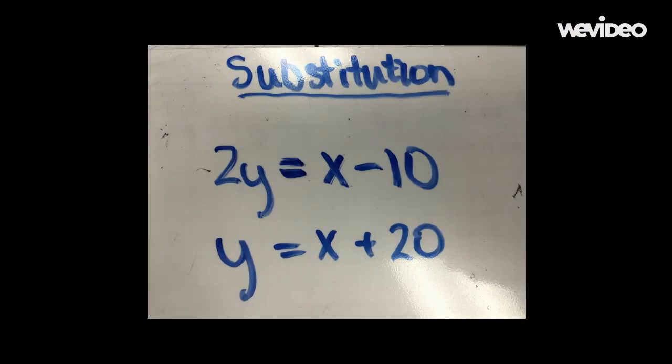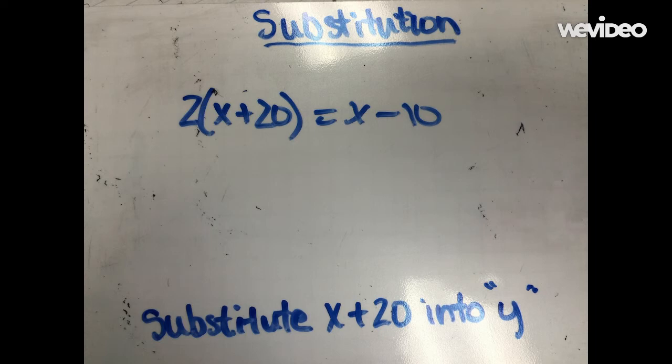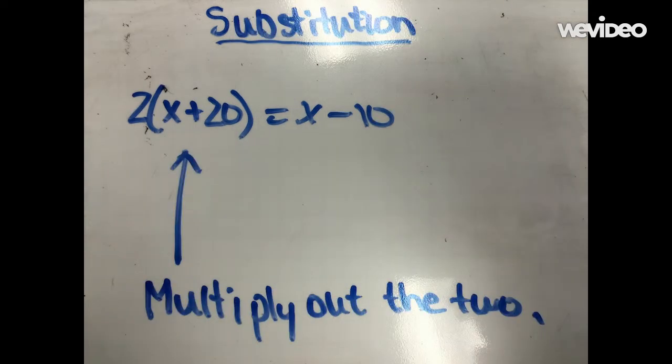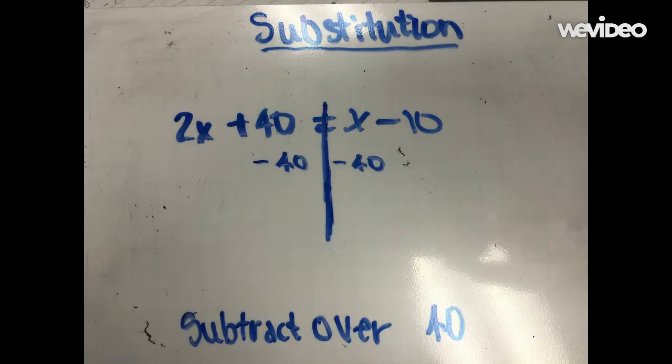Our next set of equations is 2y equals x minus 10 and y equals x plus 20. This set is going to be a little more tricky to solve as we have to substitute in for 2y instead of just for x. We're going to start by substituting in x plus 20 for y in the top equation to get 2 times x plus 20 equals x minus 10. We are then going to want to multiply 2 times x plus 20. That will get us 2x plus 40 equals x minus 10.